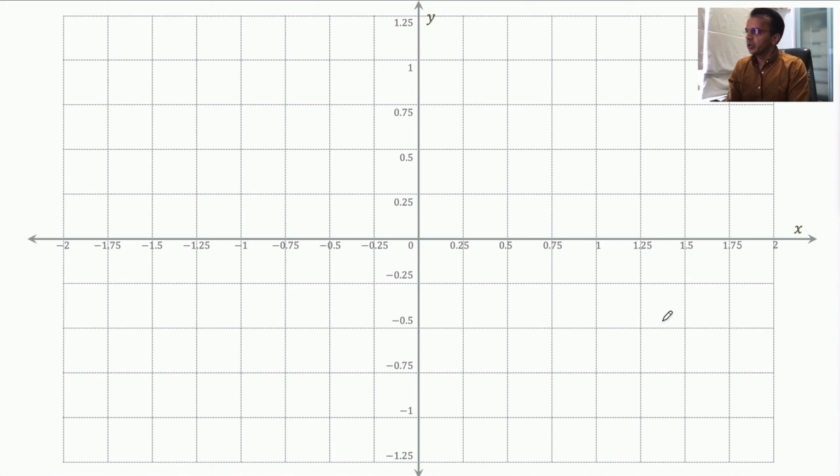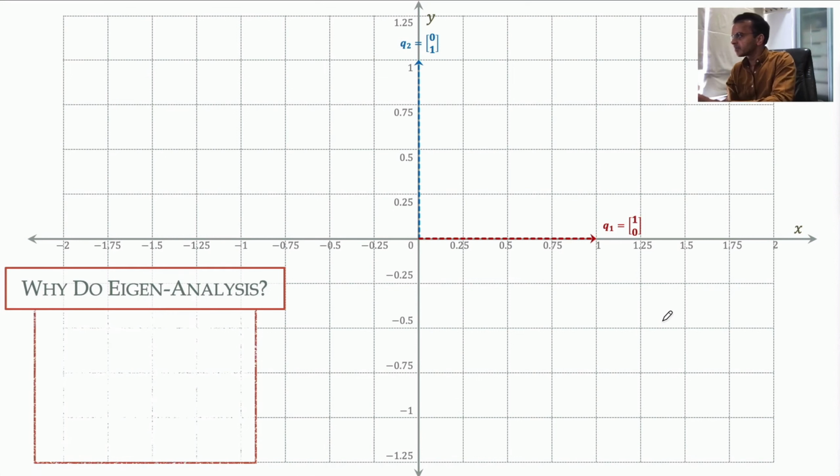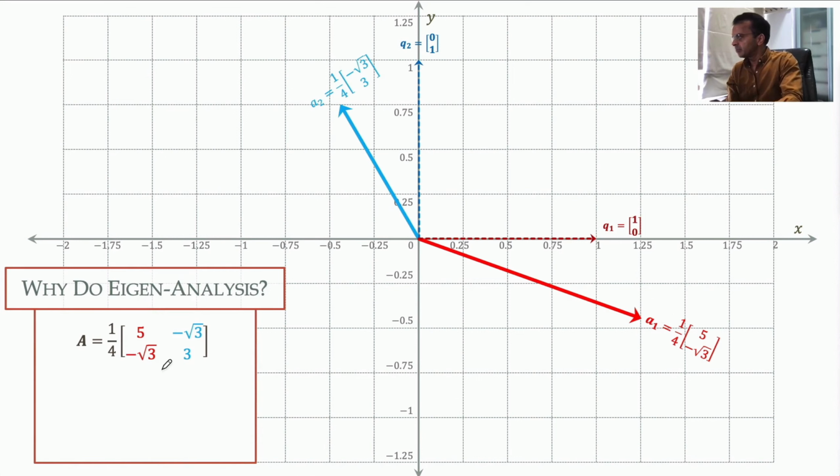One thing that is important for you to know is why we're doing this eigenanalysis. So in order to show you that, let's talk about what a matrix does to a vector, or all vectors. So let's take a matrix that is given here: 5/4, -√3/4, -√3/4, 3/4.